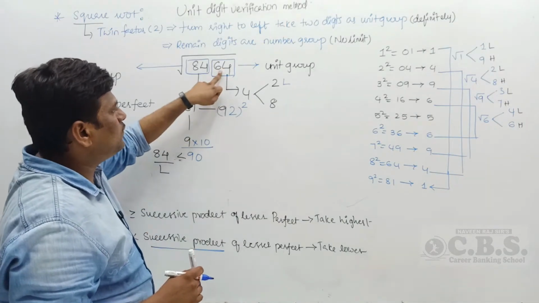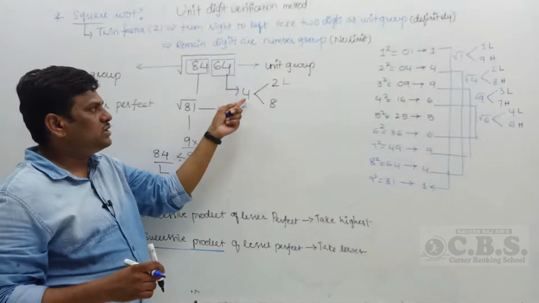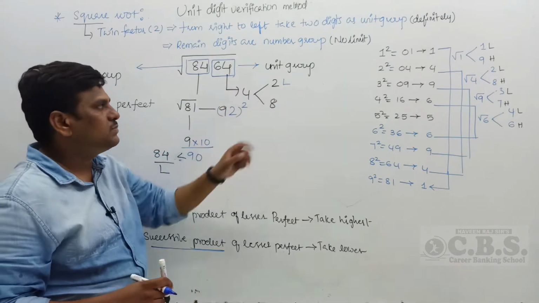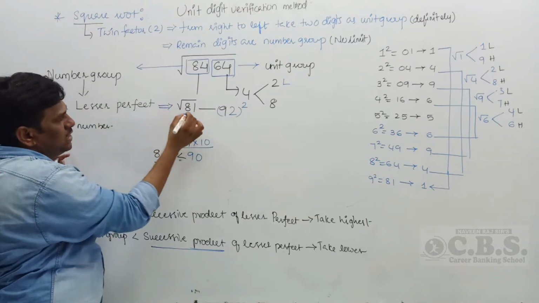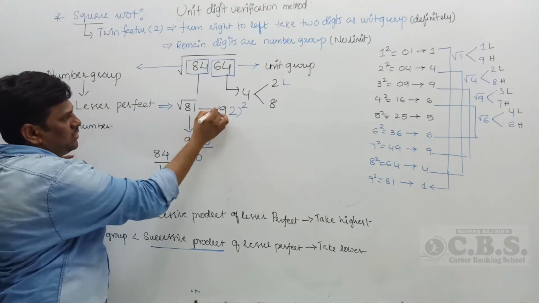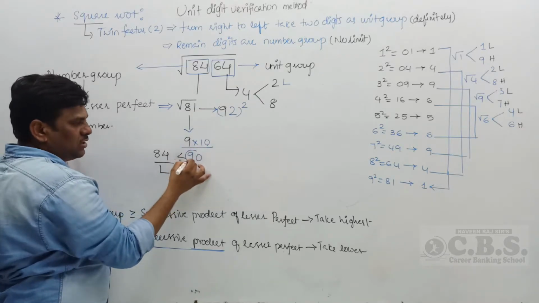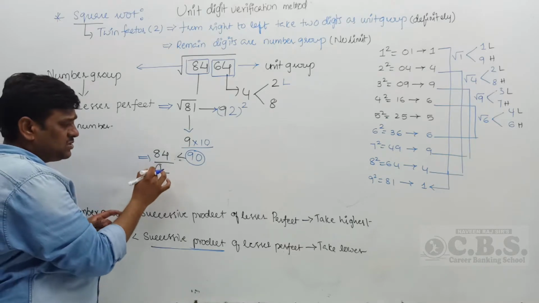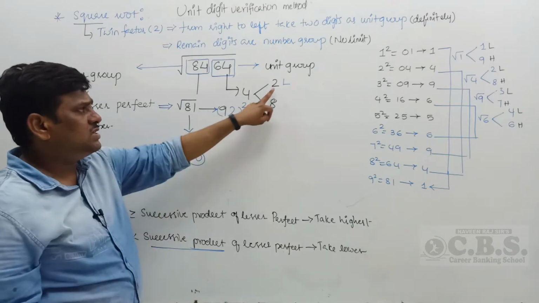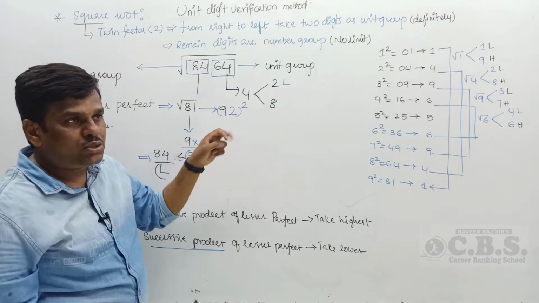Here the number is 8464. The unit digit is 4. 4 happens at 2 and 8. Now for 84, the lesser perfect square is 81. 81 gives you 9. After 9 comes 10. 9 times 10 is 90. But our number is 84, so our number is less. Less means the lesser digit, which is 2. Your answer is 92 whole square.